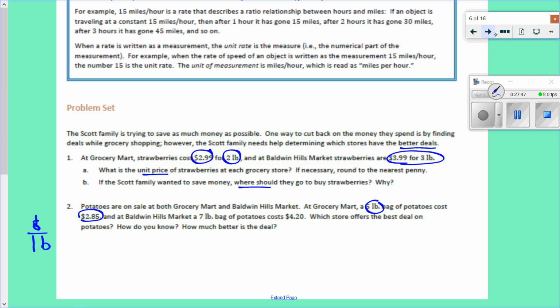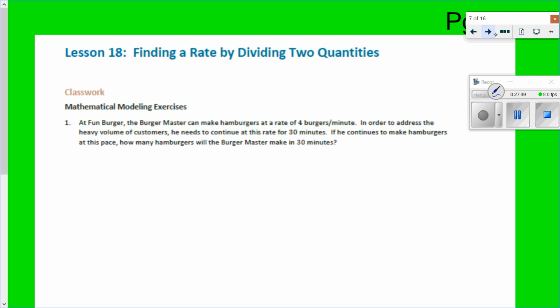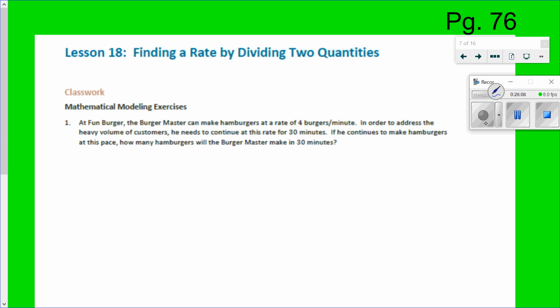Okay, we're going to skip 17, so let's go to lesson 18. You'll find this starting on page 76, right next to where we wrote our notes for today. Okay, everybody on page 76? Sorry, got to take the mask off.